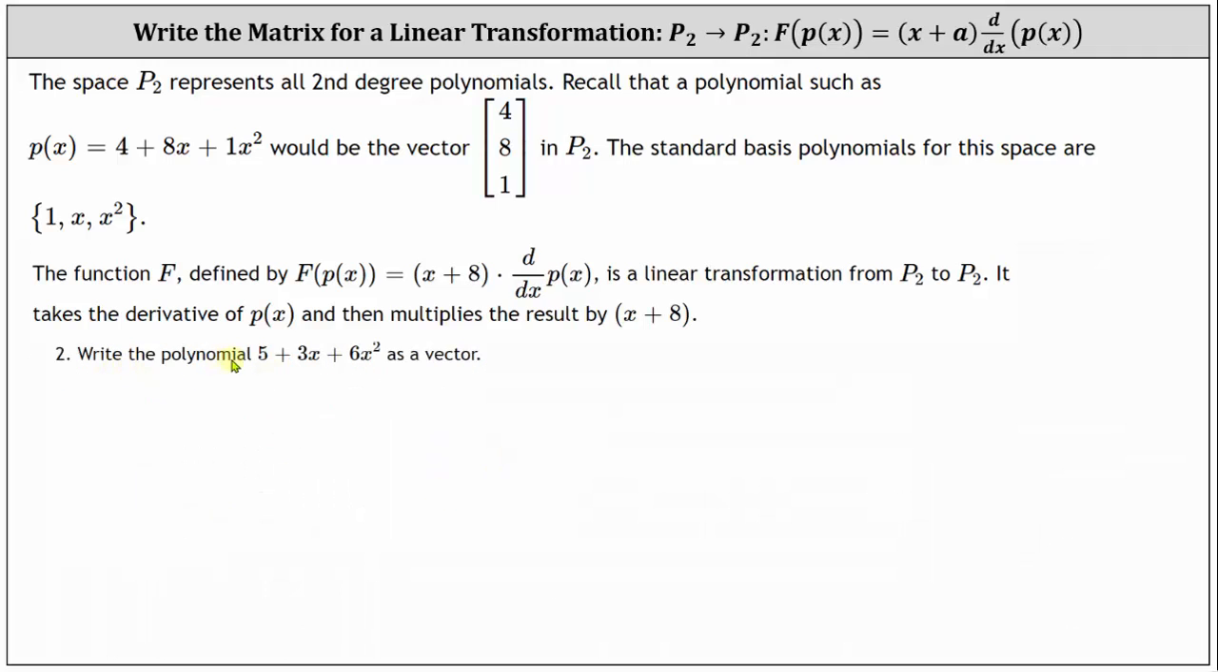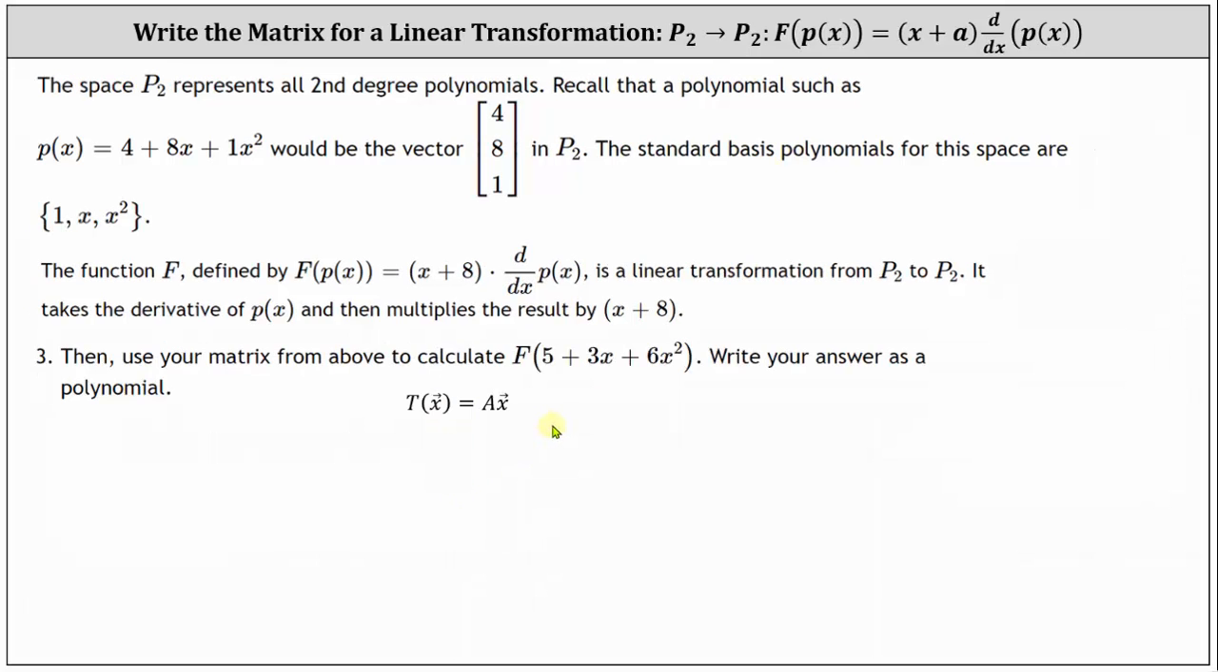For number 2, we're asked to write the polynomial 5 plus 3x plus 6x squared as a vector, which is the vector 5, 3, 6. And then for number 3, we're asked to use the matrix from above and calculate f of the quantity 5 plus 3x plus 6x squared and write the answer as a polynomial.